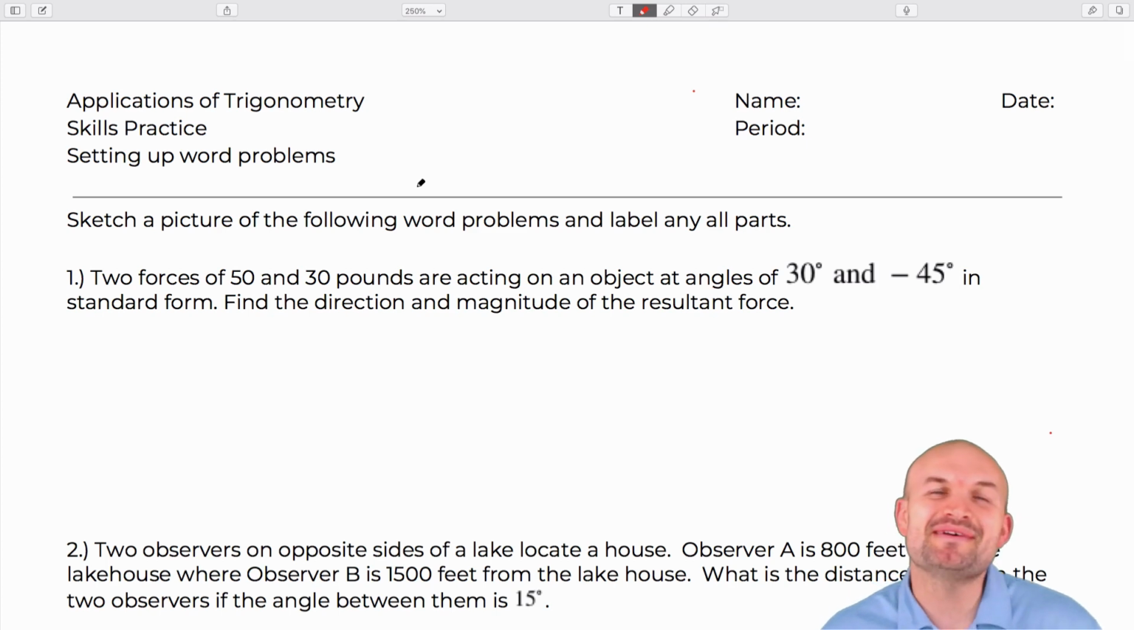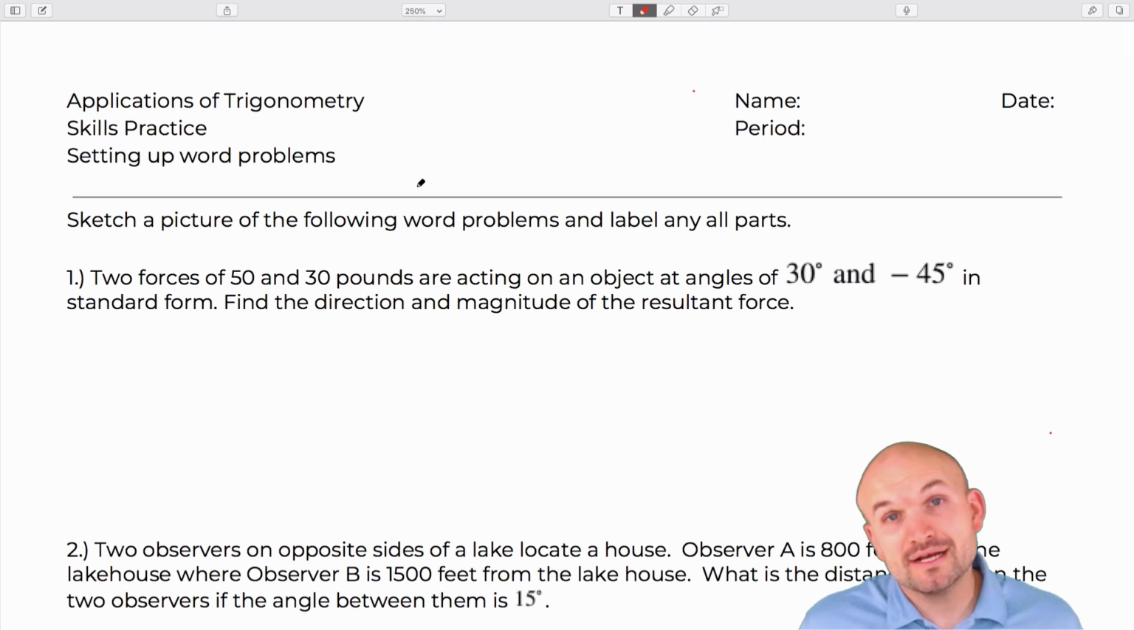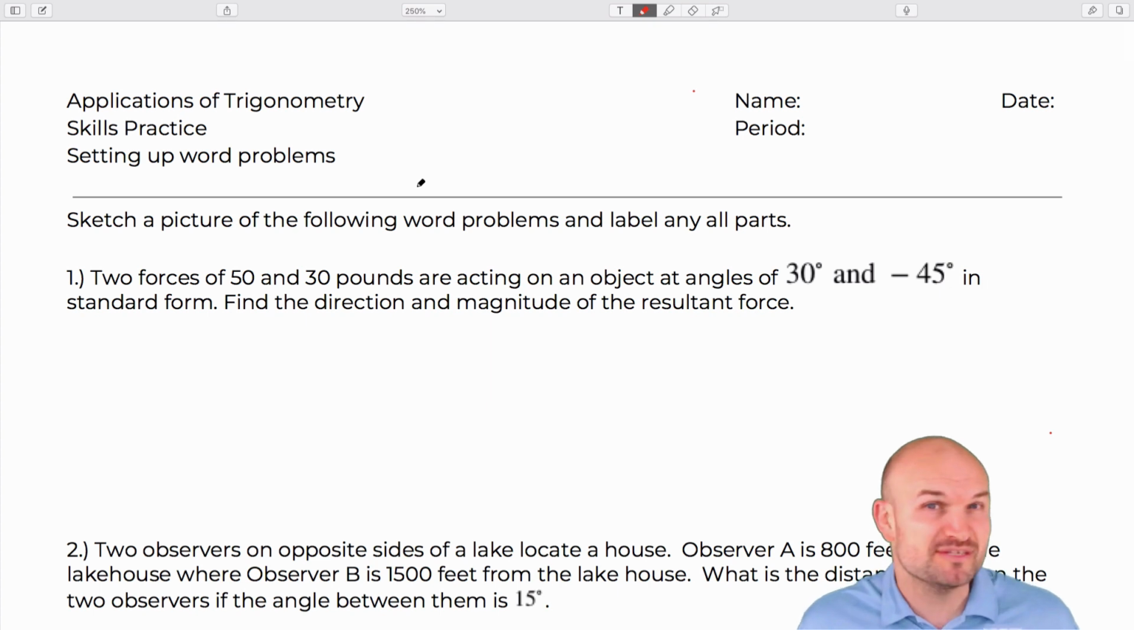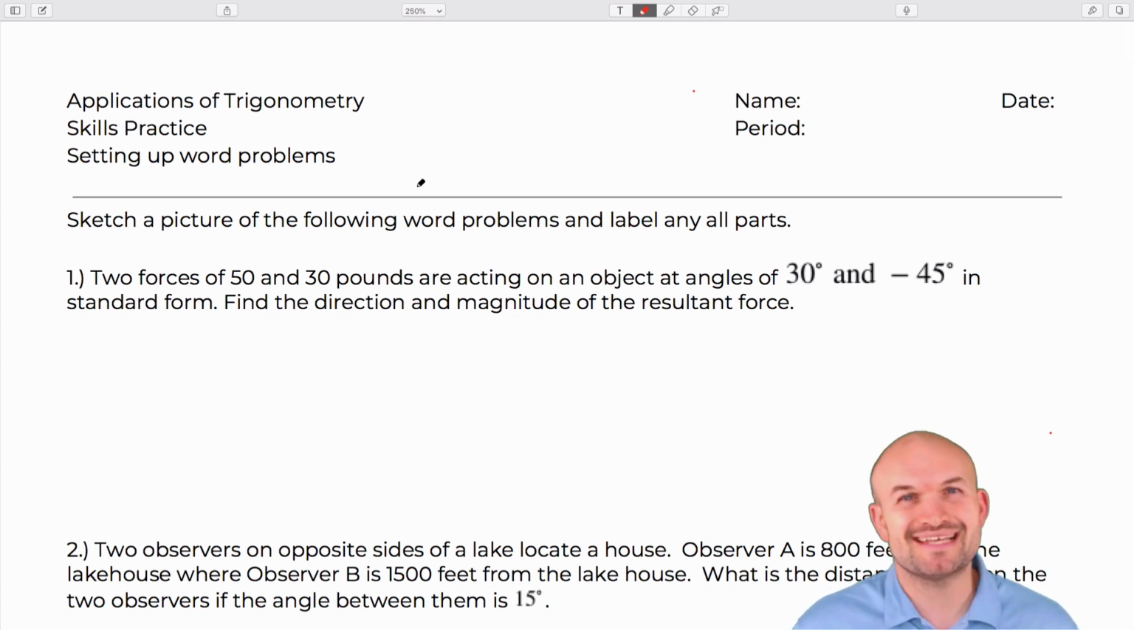Welcome, ladies and gentlemen. My name is Brian McLogan, and in this video, we're going to work on how to set up 28 different types of word problems. The types of word problems that we're going to be setting up will be for right triangle trigonometry, oblique triangles using the law of sines, law of cosines, parametric equations, as well as vectors.